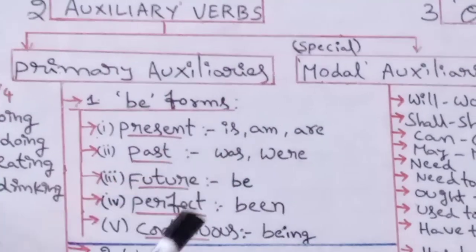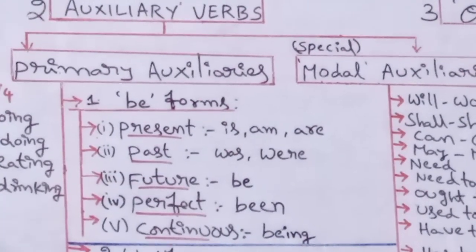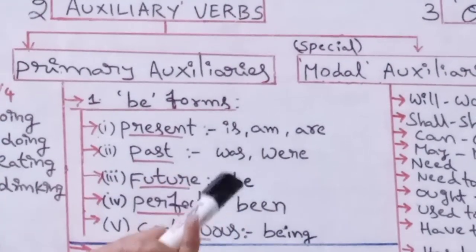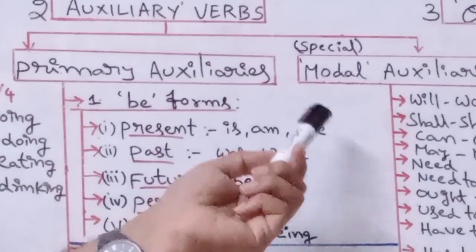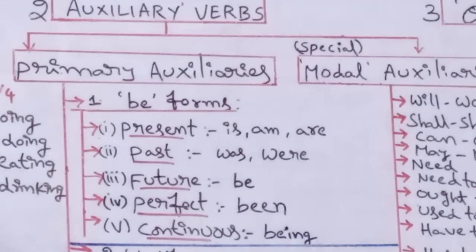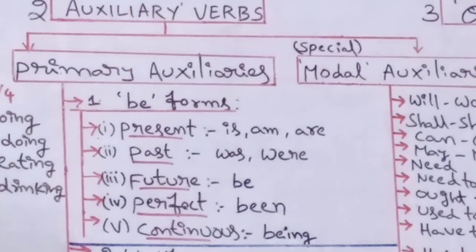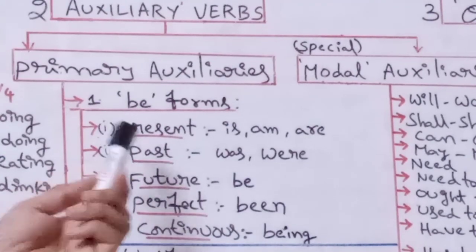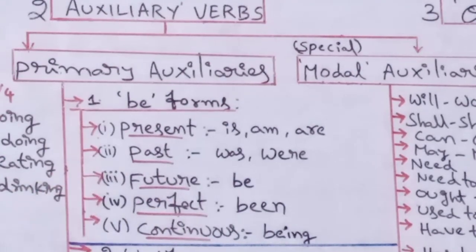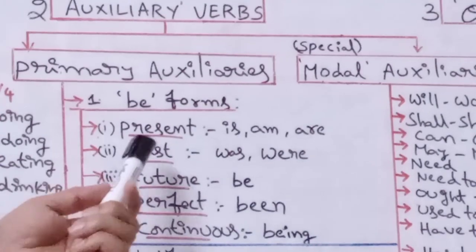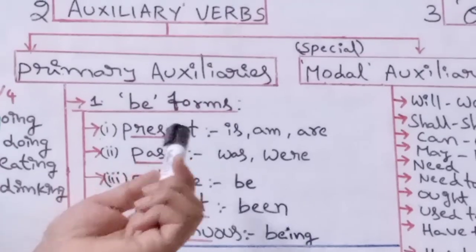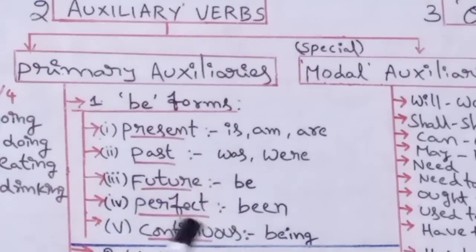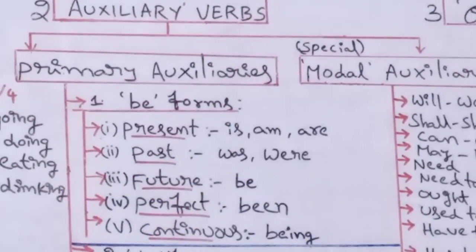Is is used for the singular subjects in present tense. Am is used for the first person pronoun I, only for I. And are is used for the plural subjects like they, those, these, you, etc. So present tense be forms are is, am, are, 3. And the second one, past tense be forms. They are 2, was and were. Was is used for the singular subject, were is used for the plural subject.